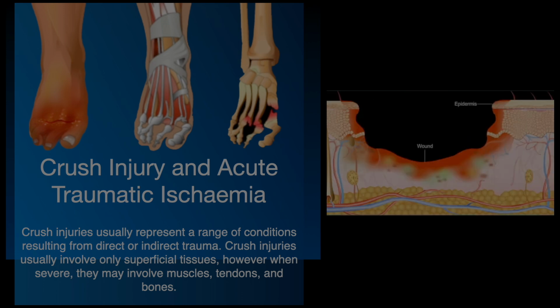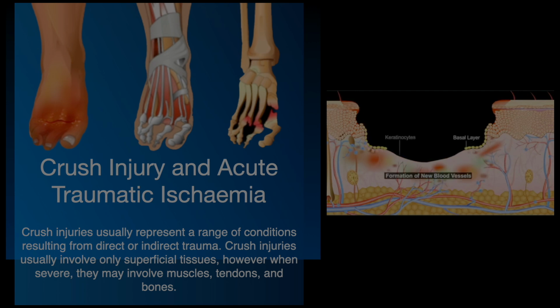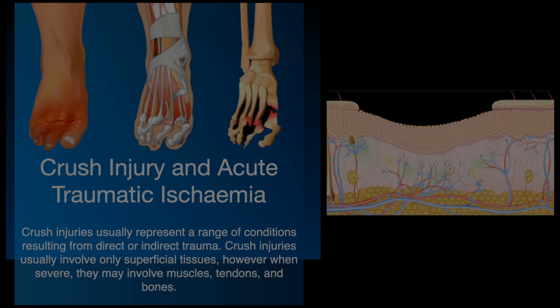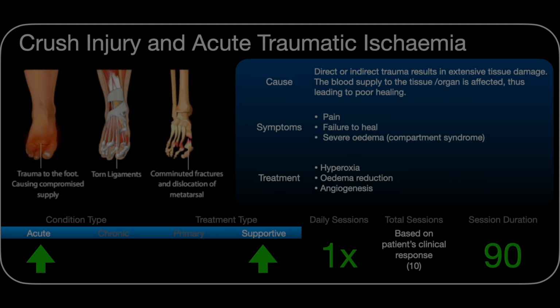Crash injuries usually represent a range of conditions resulting from direct or indirect trauma. Crash injuries usually involve only superficial tissues, however, when severe, may involve muscles, tendons, and even bone. Crash injuries and acute trauma ischemic injury would be considered an acute condition. The use of hyperbaric oxygen therapy within the context of this problem could be considered supportive. Patients are usually exposed to one session a day, and the majority of patients would be treated up to the extent of the patient's clinical response, up to 10 sessions.